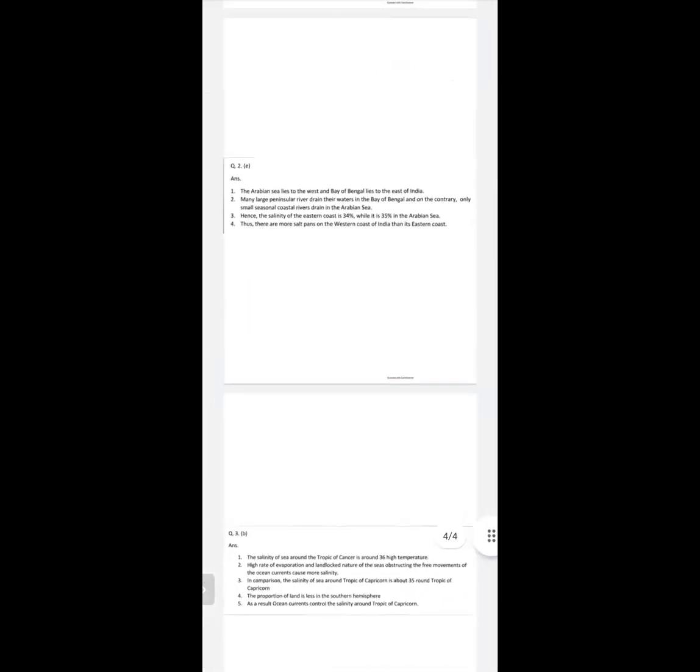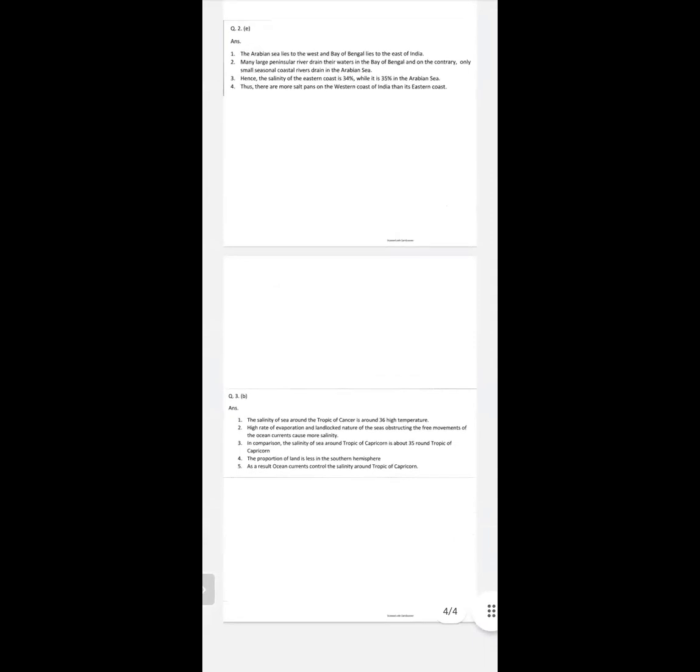Okay, the next one, question number 3C. What are the factors affecting the temperature of the seawater? Turn your textbook to page number 50. I hope you all took a screenshot of this answer.